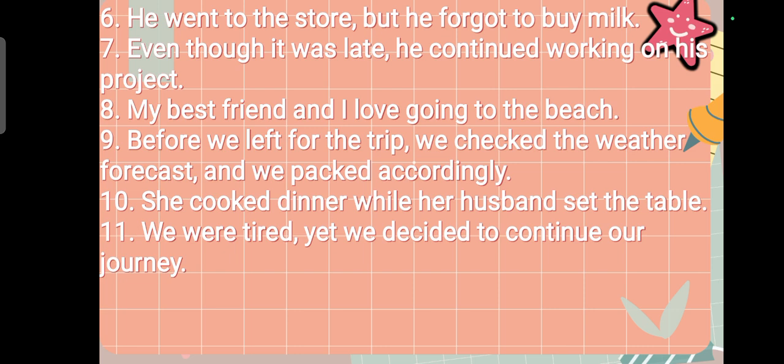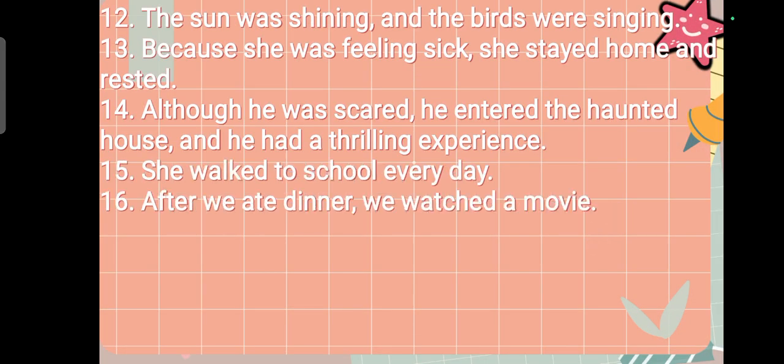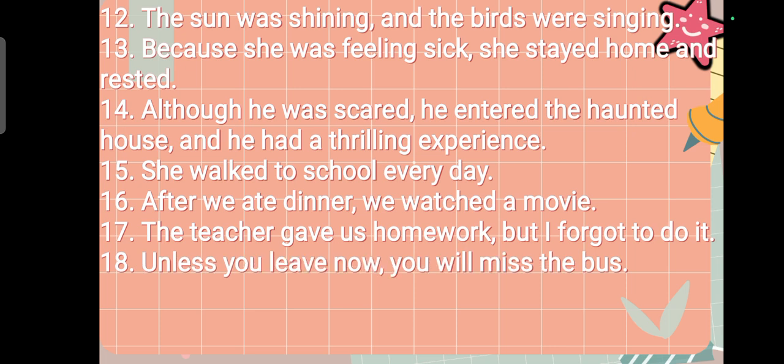11, we were tired, yet we decided to continue our journey. Complex. Okay. Number 12, the sun was shining and the birds were singing. So this is compound. 13, because she was feeling sick, she stayed at home and rested. So this is complex. 14, although he was scared, he entered the haunted house and he had a thrilling experience. Compound complex. 15, she walked to school every day. Simple. 16, after we ate dinner, we watched a movie.